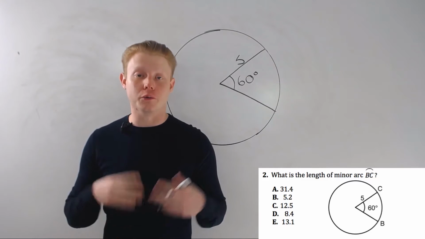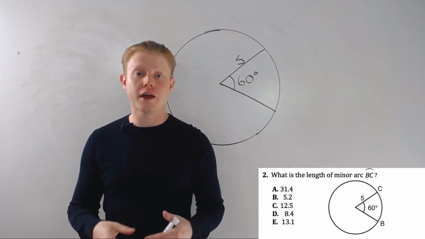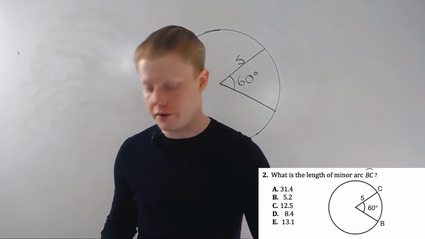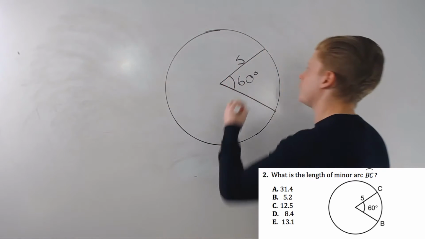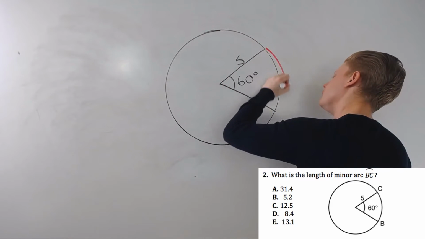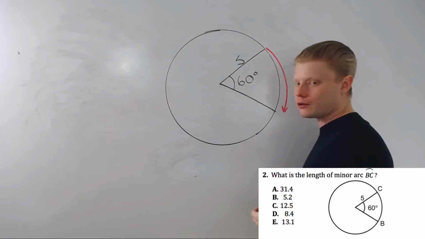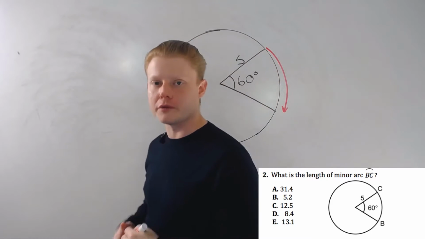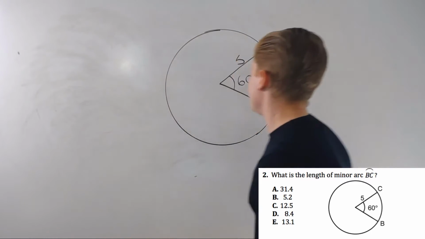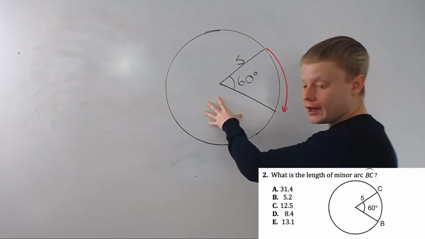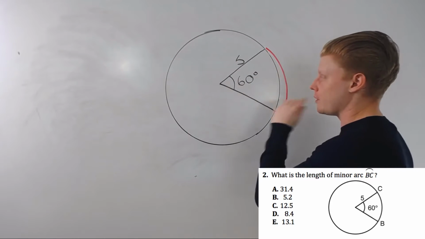Sector area and arc length are really just about portions of circles. In sector area, we're looking at the area of a portion of the circle. In arc length, we're looking for a piece of the circumference, or what I incorrectly call the perimeter sometimes, because I think it fits really well. All right, I'm going to use this ACT example to talk about both.